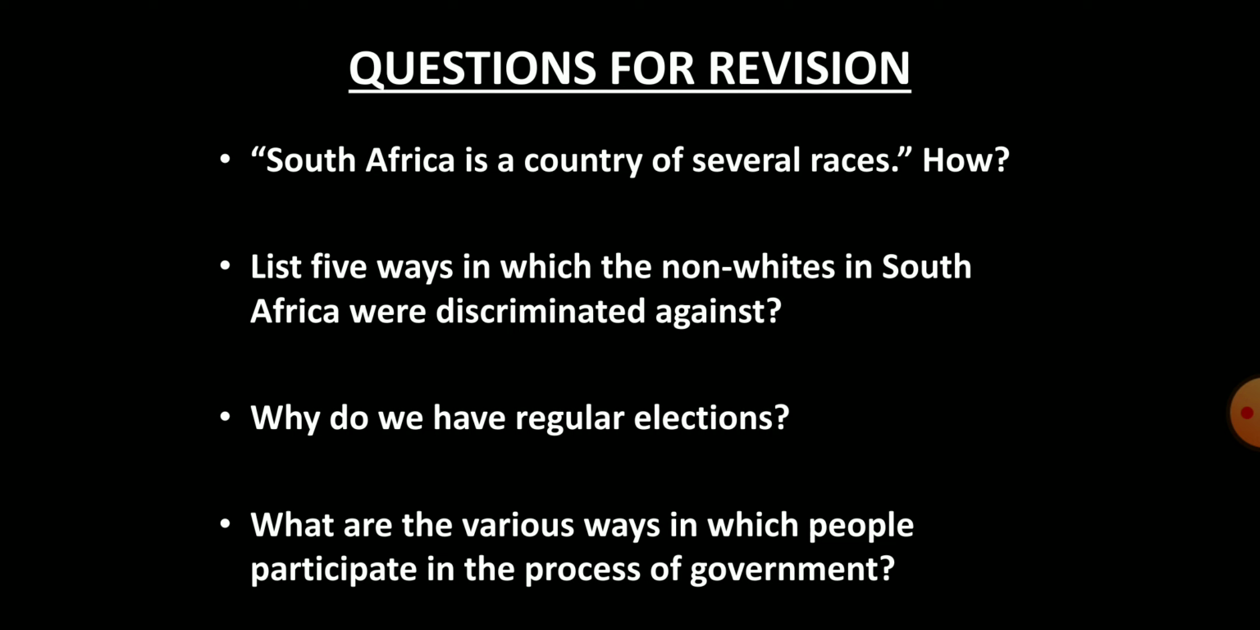First question, South Africa is a country of several races. How? Second question, list 5 ways in which the non-whites in South Africa were discriminated against. Third question, why do we have regular elections? Fourth question, what are the various ways in which people participate in the process of government?